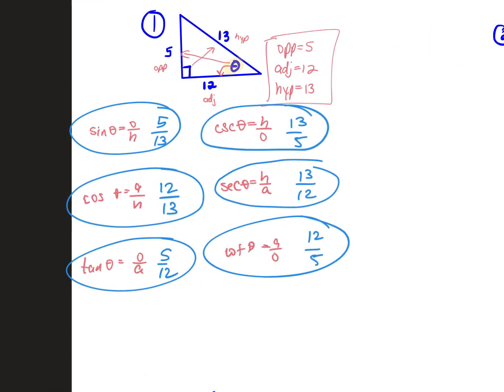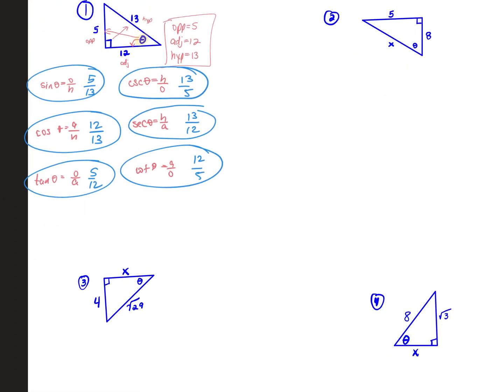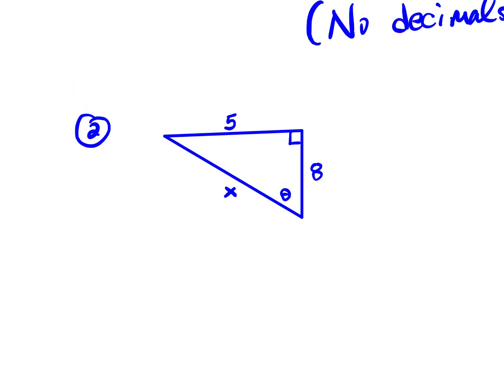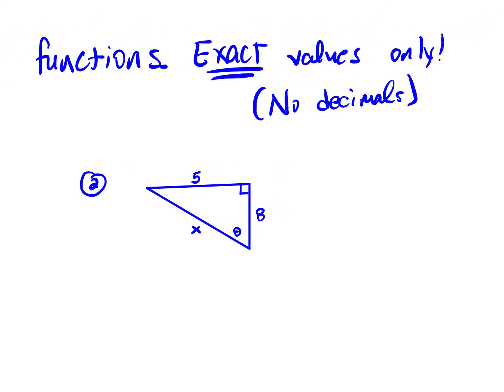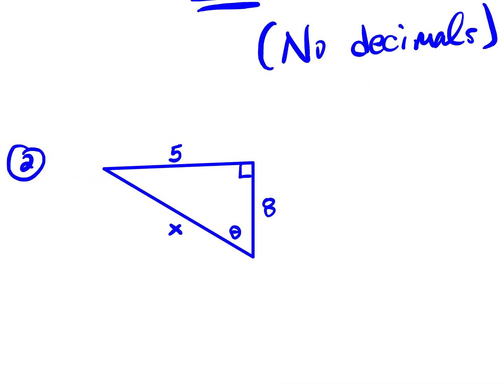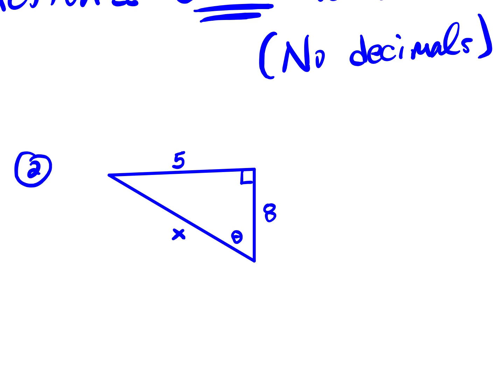Sure. All right, look at the next one. How's this one a tad bit different? Oh, we're missing a side. Darn it. So let's think about the side that we're missing. We're going to have to find it first. Okay, look at your directions. It says to find the exact values. That means no decimals. That means if you have a square root and it doesn't simplify, nothing's pretty, then you have to leave it as a square root.